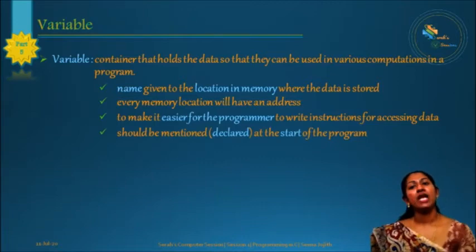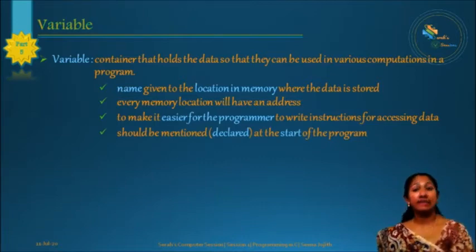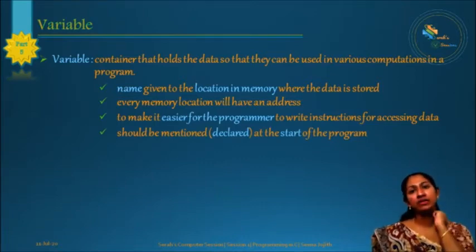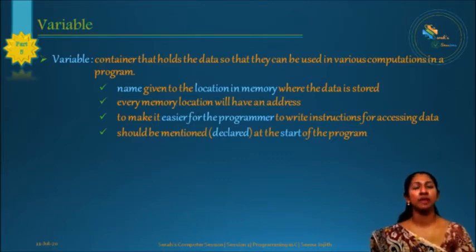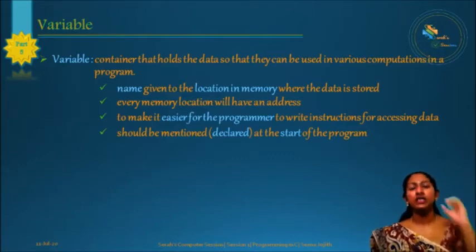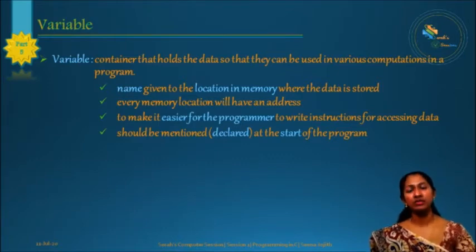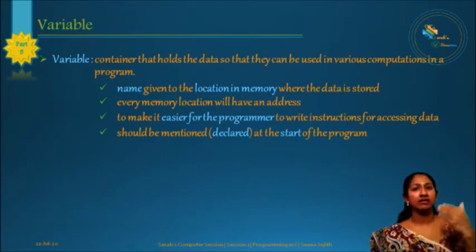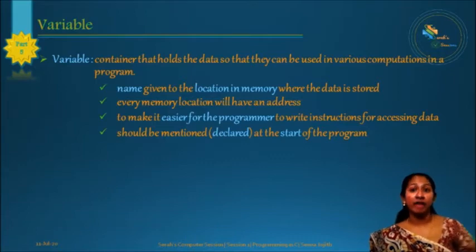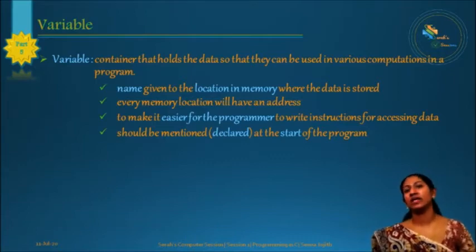Okay, and it should be mentioned or declared at the start of the program. We will be dealing with this when we study the structure of the program. Whatever variables you use in a program, whether only one variable or more than 5 variables, you have to specify them at the start of the program. Then only the compiler can understand the remaining part of the program where these variables are manipulated and modified so as to get the desired result.